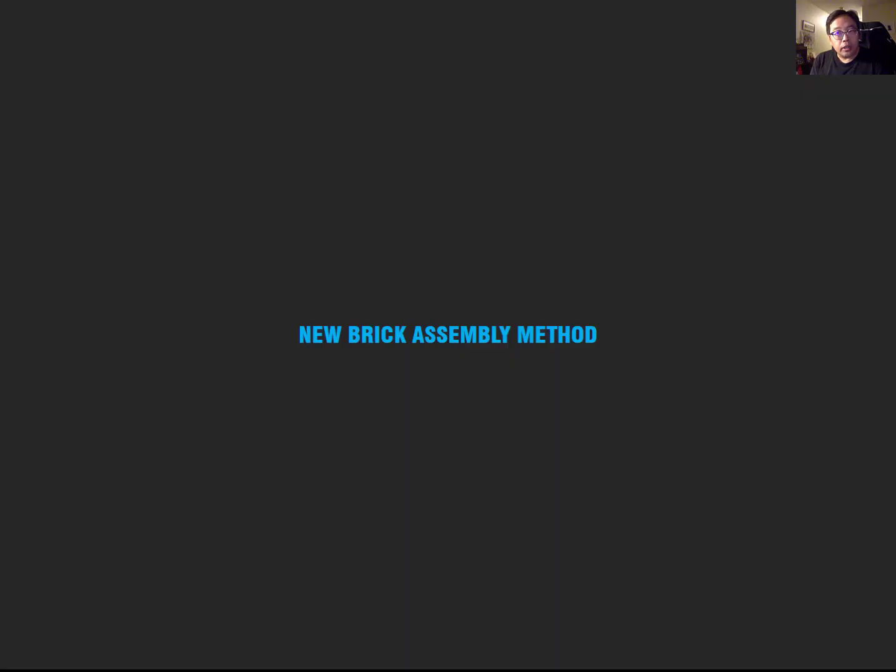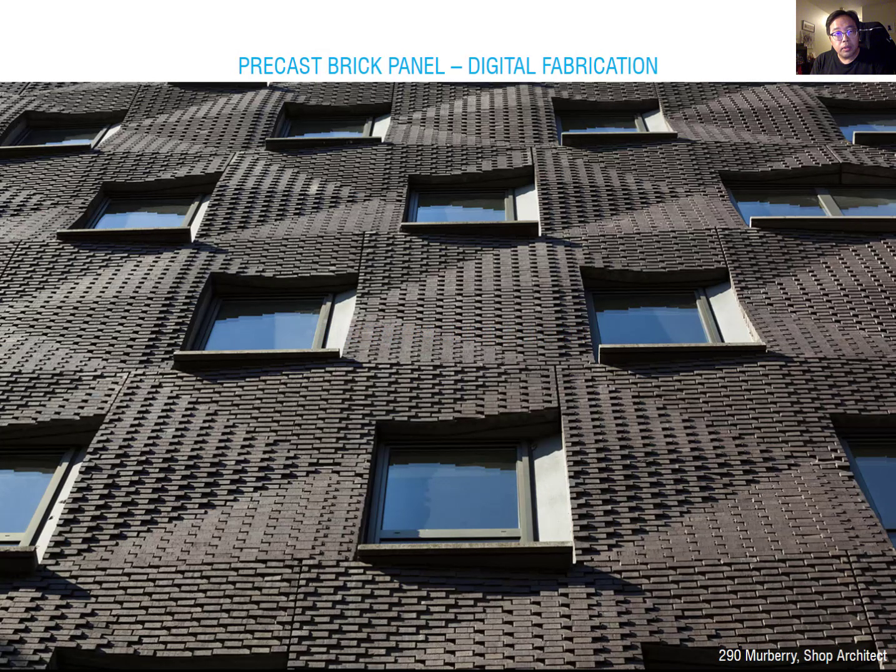I think now it's kind of an interesting chapter, the new brick assembly methods, how we understand this brick material and how we use this brick in the contemporary architecture industry. The first brick type is precast brick panel using digital fabrication. It is 290 Mulberry, New York City, designed by SHoP Architects. When you see the project facade, the brick is interesting for making this undulating brick elevation. I think it is very difficult to make this brick stacking, module by module. It is hard to make this undulating elevation.